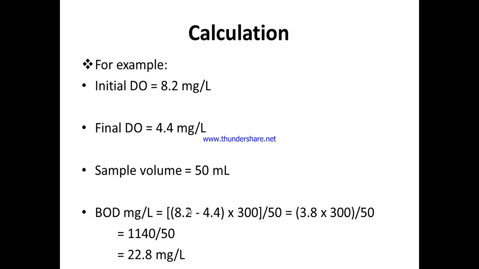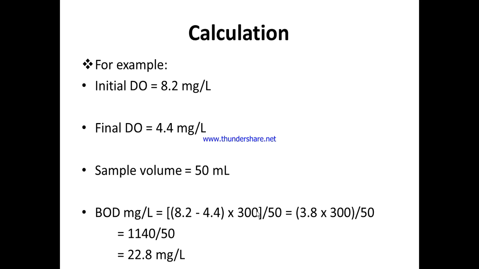So BOD will be expressed as 8.2 minus 4.4, that is initial DO minus final DO, and initial DO will always be higher than final DO. Why? Because DO decreases with time, because it is consumed for oxidation of organic matter by the microorganisms. Okay, so initial DO minus final DO, 8.2 minus 4.4, into the dilution ratio.